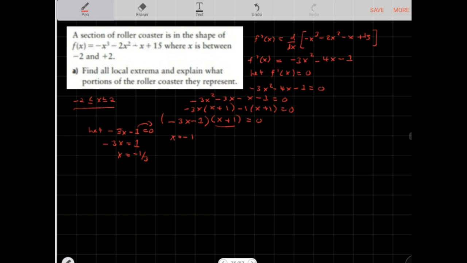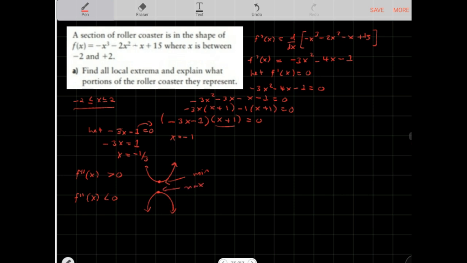Now, we want to find the local extrema, right? We know that these are two critical points. They represent extrema. We just don't know whether it's a maximum or minimum point. So let's determine that by doing the second derivative test. Recall that in the second derivative test, if f double prime of x is greater than 0, it's concave up, and if it's a critical point, this critical point would represent a minimum point, right? If f double prime of x is less than 0, the graph is concave down, and if there is a critical point, this would represent a maximum point.